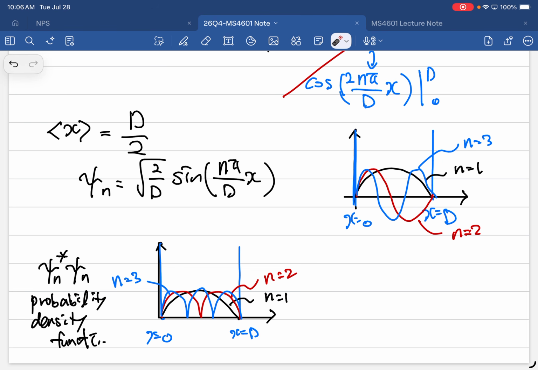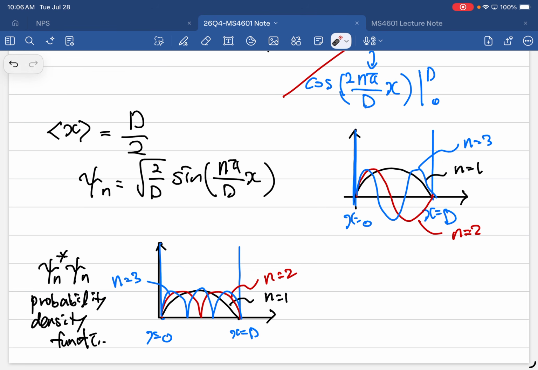For the particle sitting in the well, let's just focus on when n is 1. The probability of finding this particle is maximum at the center when we consider n equals 1. Does that make sense? And then when we are away from the center, the probability decreases.